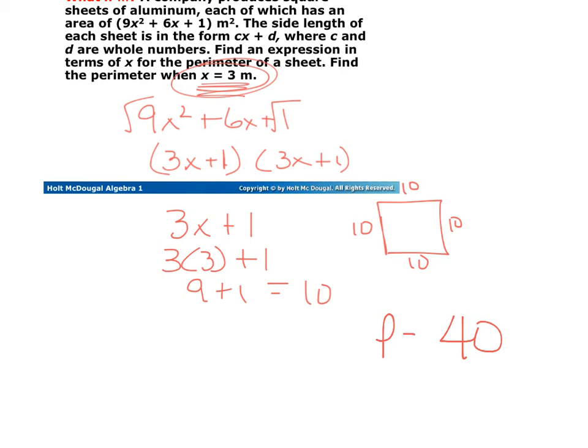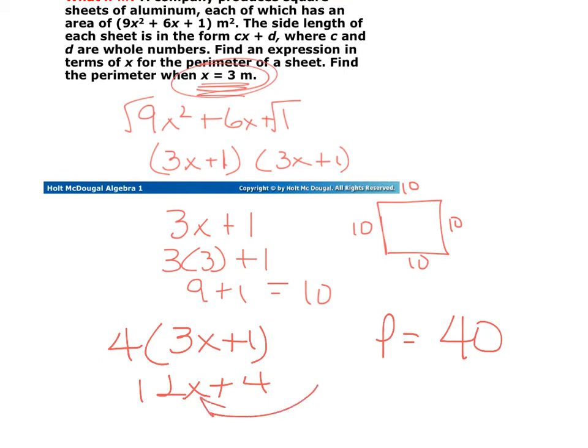Now, if you look at their slides, what they're going to do first is distribute 4 to this, and you can do it that way also, and get 12x plus 4, and then plug in the 3, and 12 times 3 plus 4 is 36 plus 4, which also gives a perimeter of 40. You have to put meters, right? Correct. The units on perimeter are just whatever they are. For area, it was usually squared.